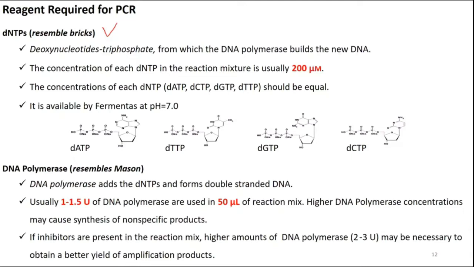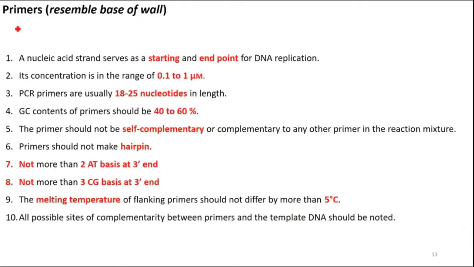So today the target point is primers. So what are primers? Primers are actually the nucleic acid strands that provide the starting and the end point. They are usually added to the PCR reaction at 0.2 to 1 micromolar concentration. Usually they are 18 to 25 nucleotides long.